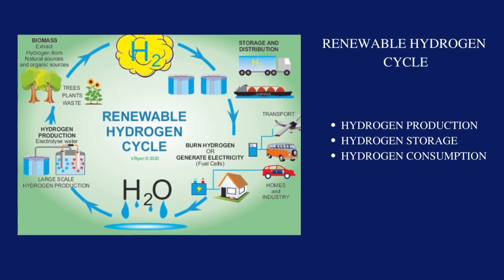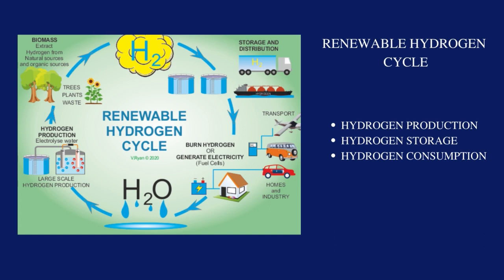The renewable hydrogen cycle is a process that uses renewable energy sources to produce hydrogen. It can be used as a clean fuel for different varieties of applications. This cycle consists of three main steps: hydrogen production, hydrogen storage, and hydrogen consumption. Here I am going to focus more on the production of hydrogen through the water splitting reaction. First we can take a look at the production.